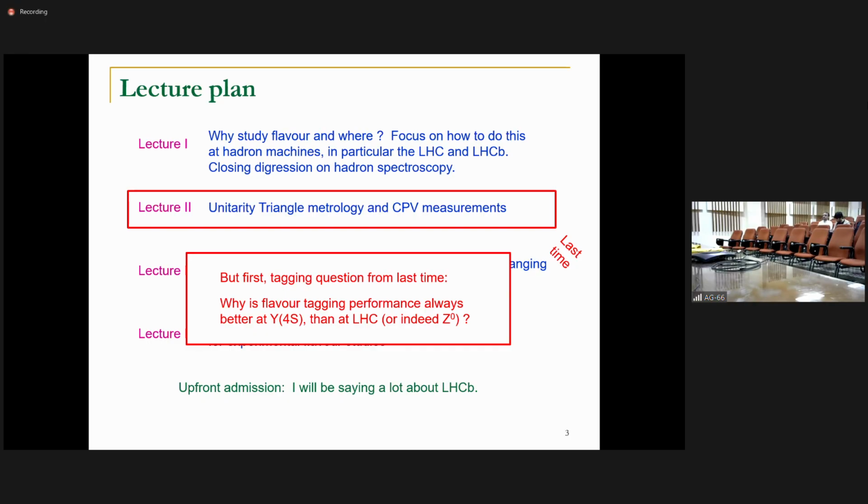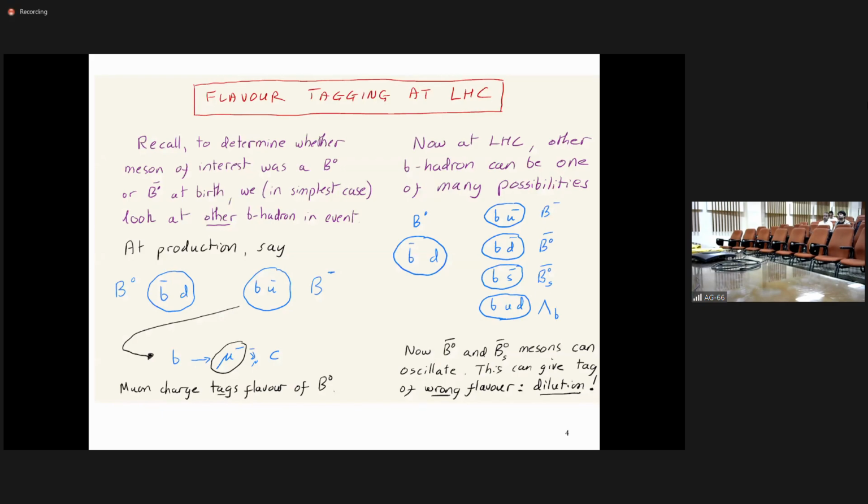So flavor tagging is important and it's necessary for CP violation measurements. But I mentioned that flavor tagging is actually intrinsically better in the e+e- experiment if you're operating at the Upsilon(4S) than if you're operating at the LHC, or indeed if you're operating at the Z0. I left this as a floating piece of homework to stimulate you and ask you to contemplate why this might be so. So I guess I should try and answer that question. I don't know if any of you did ponder it. I won't pick out anyone in the audience and ask you. But I've just written two slides here to try and make the point.